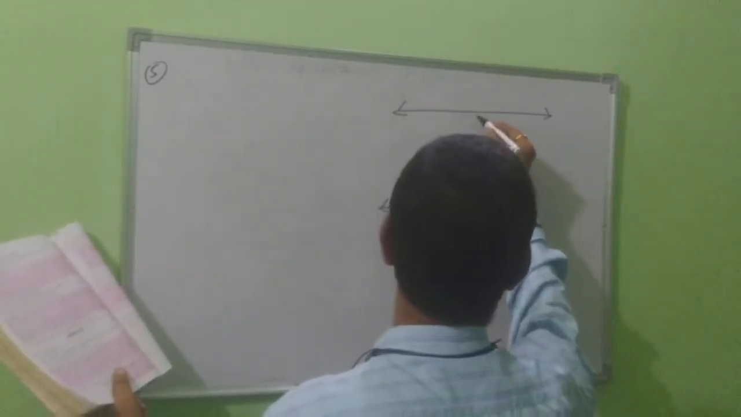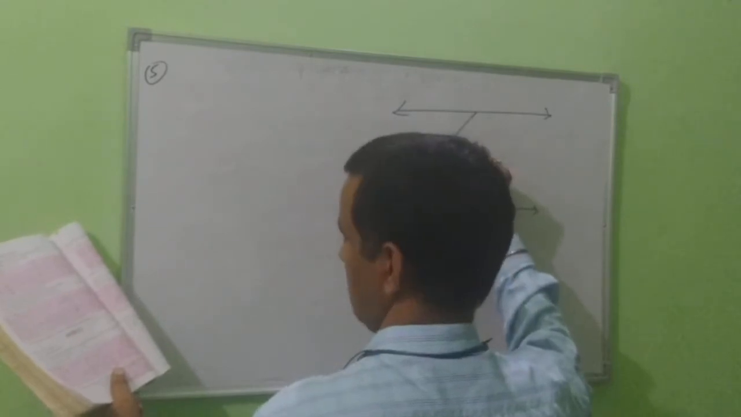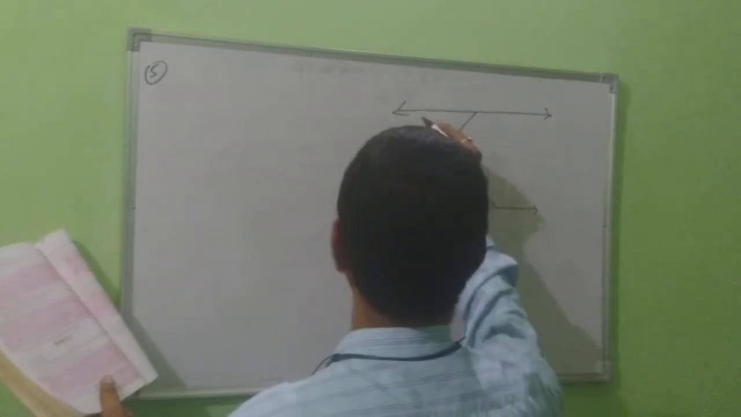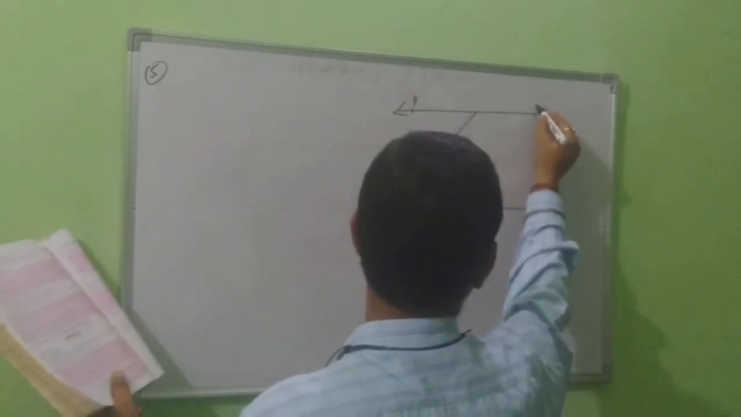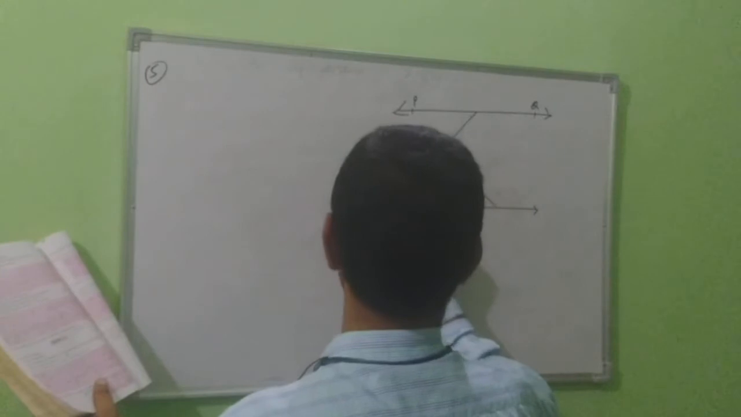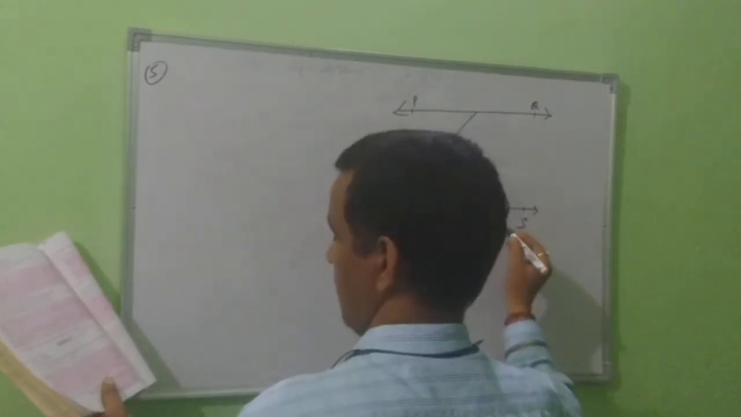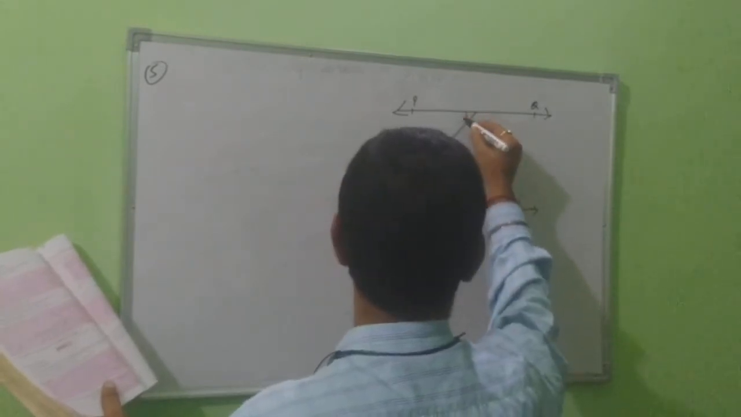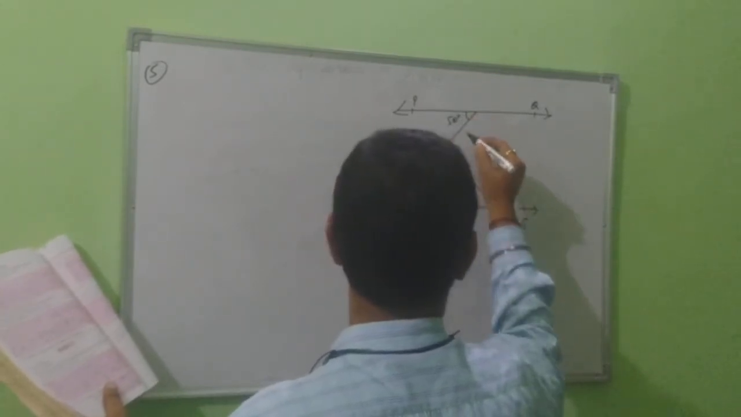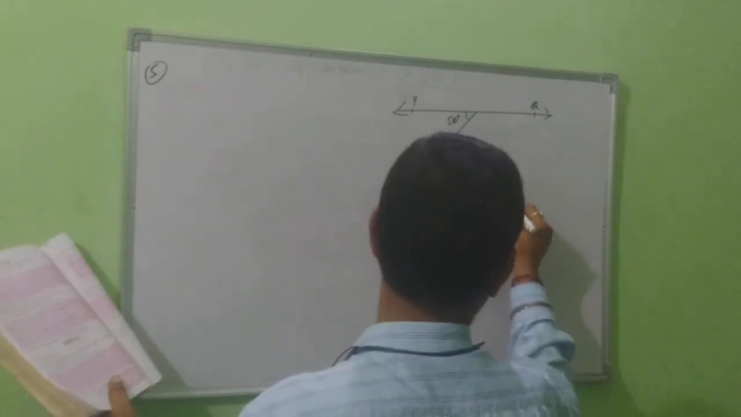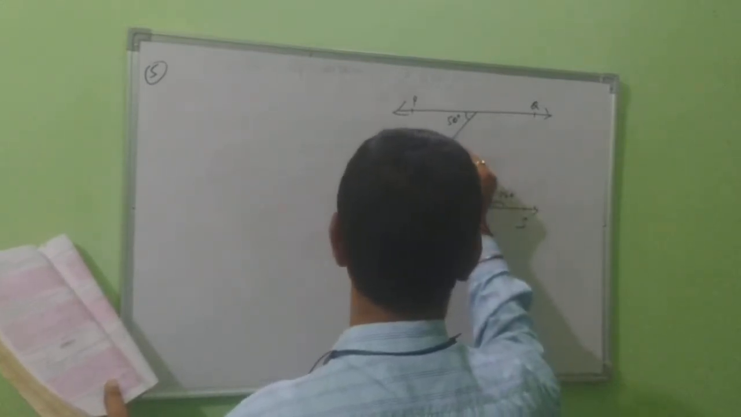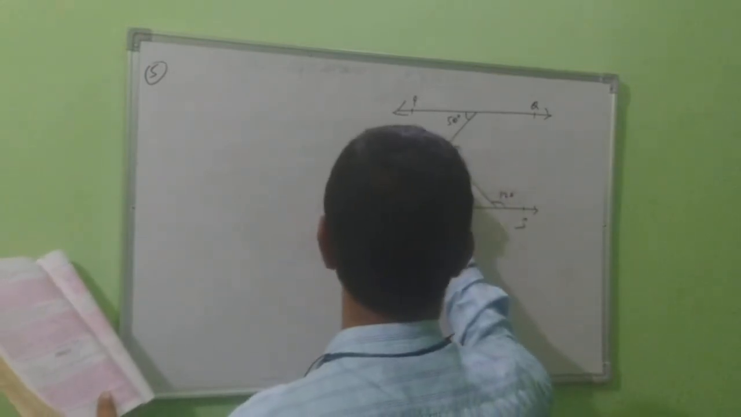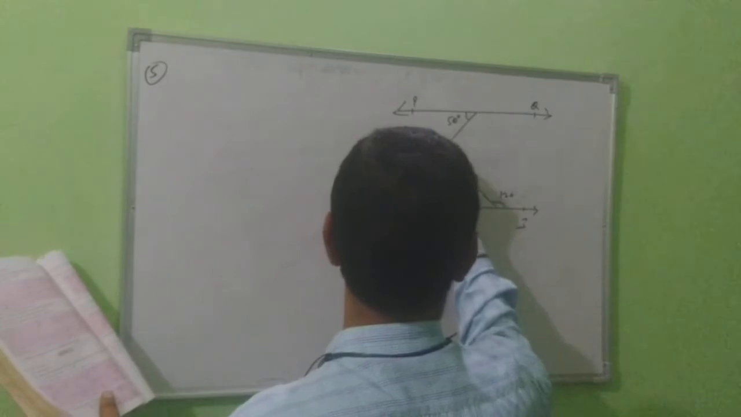and the value of this angle, this is the x angle and this is the y angle. The name of this line is PQ and this is RS, and the name of this point is M. This is 50 degrees and this one is 120 degrees. And this is the angle x. This is x minus 20, the value of x minus 20 degrees.